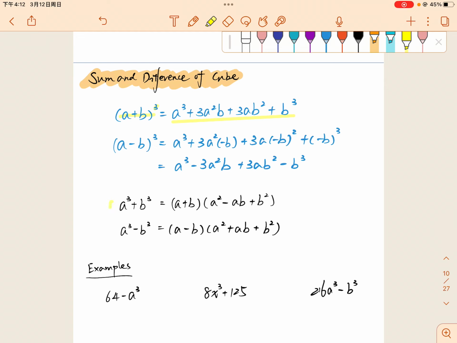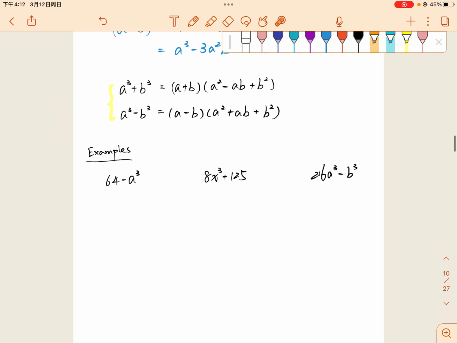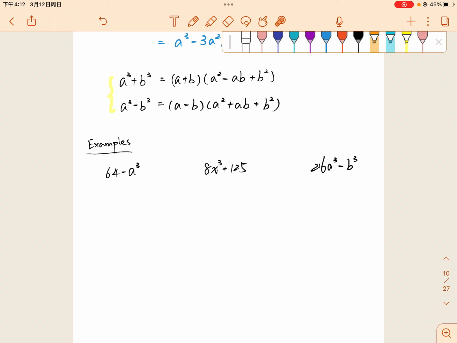And what is in your textbook is these two formulas over here. a to the power of 3 plus b to the power of 3 can be factorized into (a plus b), the sum, times (a squared minus ab plus b squared). And a to the power of 3 minus b to the power of 3 can be factorized into (a minus b) times (a squared plus ab plus b squared). And how do we use such a formula?